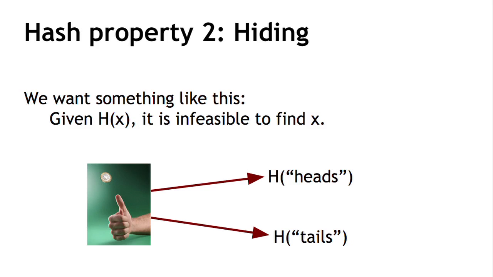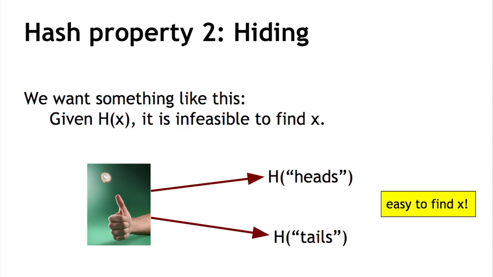And now we're going to ask someone who didn't see the coin flip but only saw this hash output to figure out what the string was that was hashed. That, of course, is going to be easy. It's easy in this scenario to find what the input string was. It's easy to find x. You simply compute the hash of the string heads and the hash of the string tails, and you see which one you got. And so in just a couple of steps, you can figure out what x was.